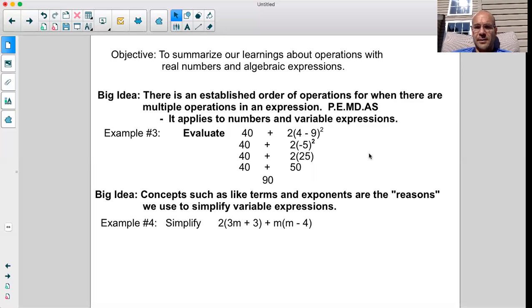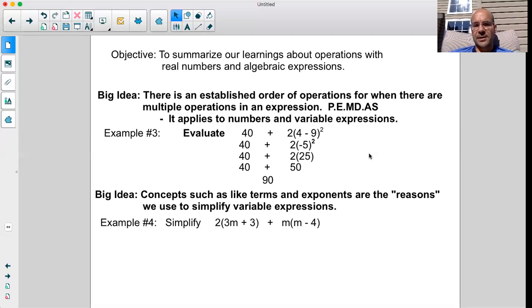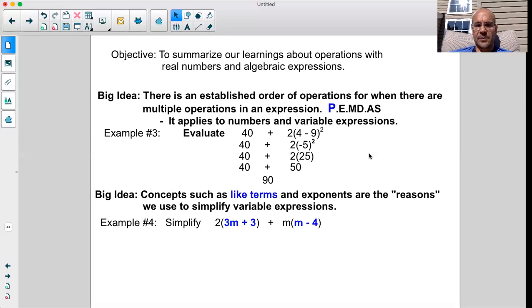So we have to take a look at this expression the same way we did the other one and think, well, adding and subtracting always happens last. So let's break it out there. I see 2 times something plus m times something. And the plus, we'll do that last. So I can now concentrate on the rest of it. I can look at inside the parentheses.